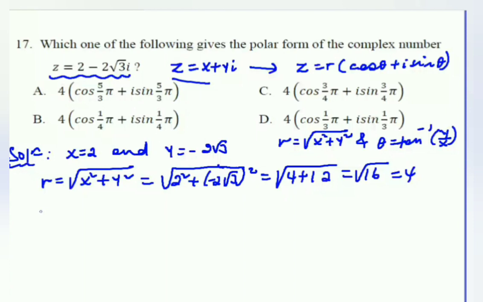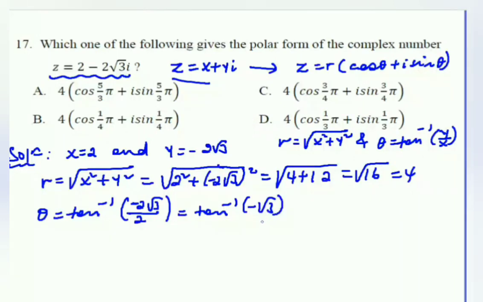The other thing is we need to calculate theta. Theta is tan inverse of y over x. Y is minus 2 radical 3 and x is 2. This is tan inverse of minus radical 3. Tan is negative in the second and fourth quadrant, but this coordinate is a fourth quadrant coordinate. Therefore, theta is 5 pi over 3, because tan inverse of root 3 is 60 degrees, therefore tan inverse of minus root 3 should be 5 pi over 3, which is a fourth quadrant angle.